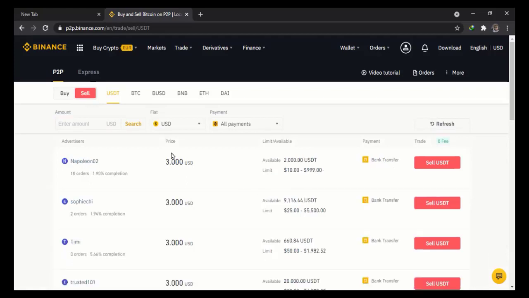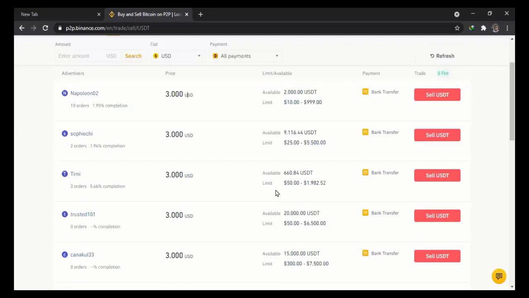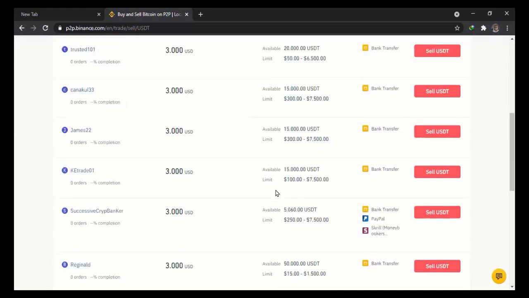So here, these are people who are selling the USDT. This one is most likely a scammer. Someone buying USDT at $3 for one tether probably could be a scammer. Sometimes some of these things are too good to be true. Sometimes we don't know.